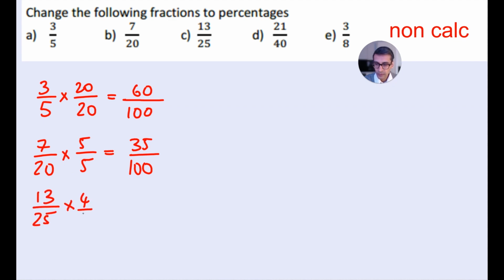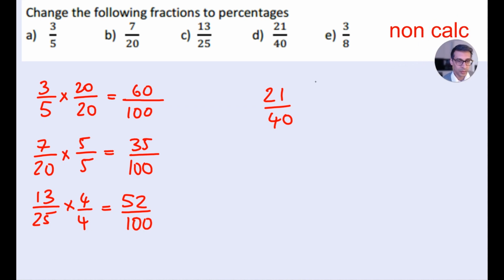So we're going to multiply by 4 over 4. So that's going to be 52 over 100. And then we've got 21 over 40. Now 40 doesn't fit nicely into 100, so we're going to have to simplify this a bit more. So let's find the equivalent here.